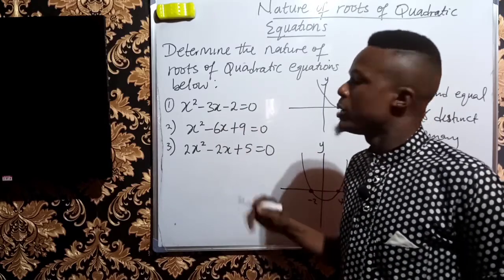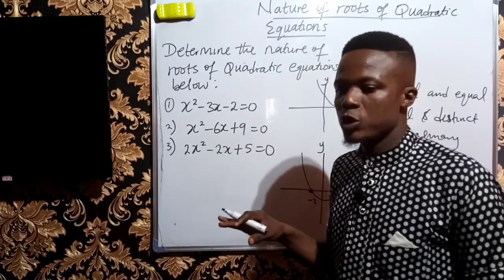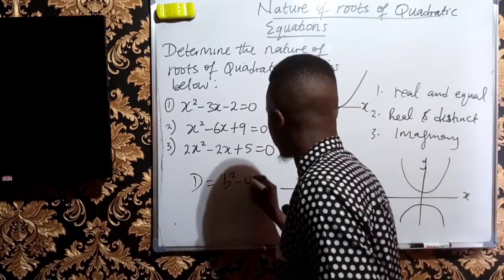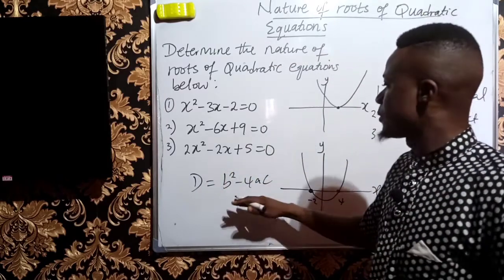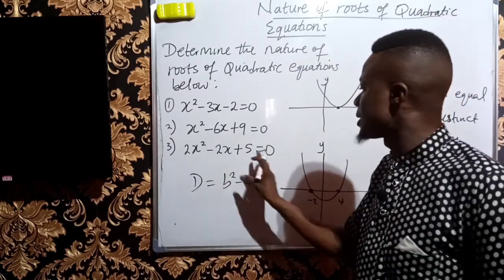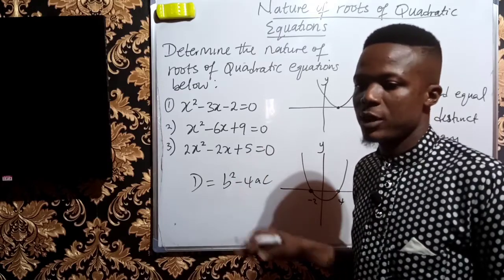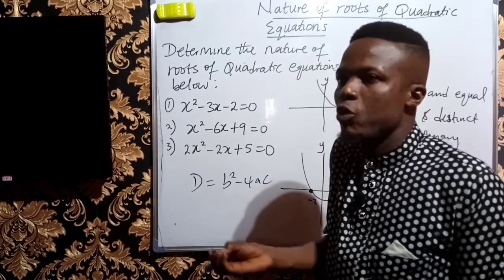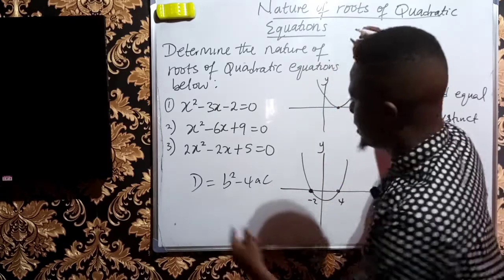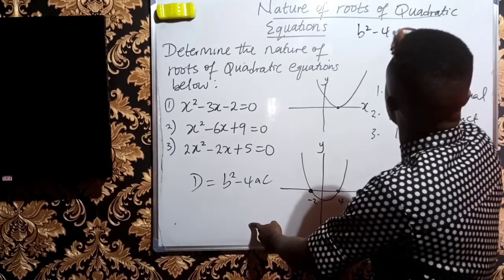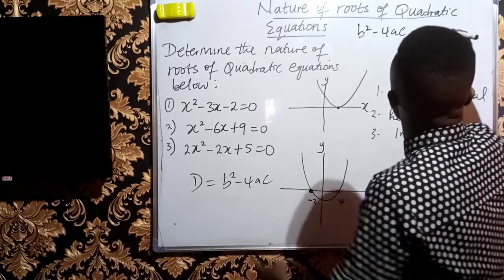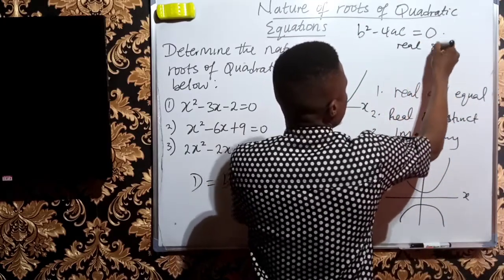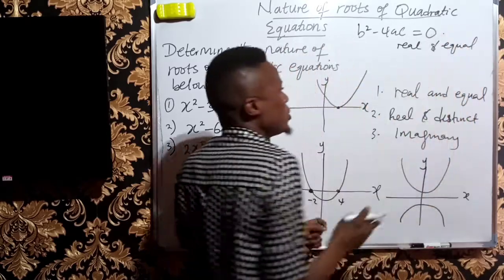And to examine the nature of roots of a quadratic equation, we use the discriminant. D equals b squared minus 4ac. So this b squared minus 4ac is the discriminant that helps us to examine the nature of roots of a given quadratic equation. It is called the discriminant in the sense that it tells us how the quadratic equation will look like. When this b squared minus 4ac becomes equal to 0, it means that it will have real and equal roots. Real and equal roots whenever it is equal to 0.